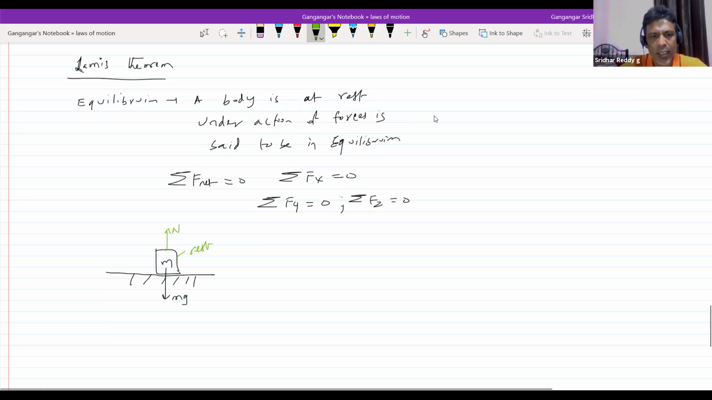So what is the equation you can write? N minus mg equal to 0. It's in equilibrium. That's what you can see here. Equilibrium due to which forces? Any forces, we are not bothered about the nature of forces here. Under action of any type of forces, the body, the system can be in equilibrium. This is one basic condition. Now let's discuss some problems.